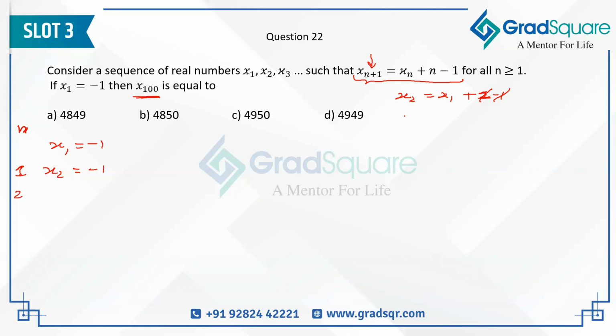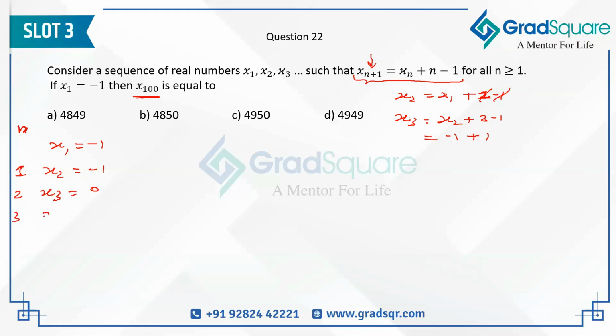Put n is equal to 2. This should give you the value of x3. x3 will be equal to x2 plus 2 minus 1. So x2 is turning out to be minus 1. And 2 minus 1 will turn out to be equal to 1. So my value of x3 is turning out to be equal to 0.